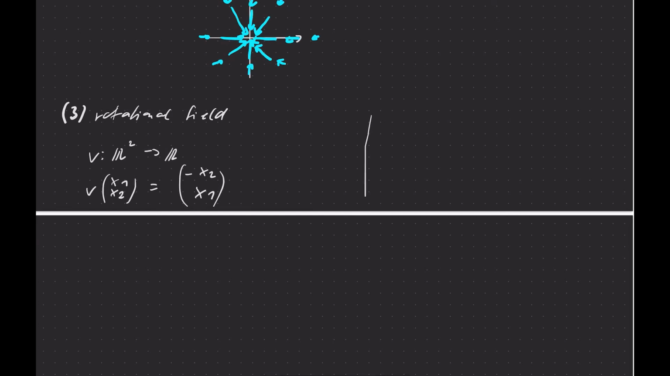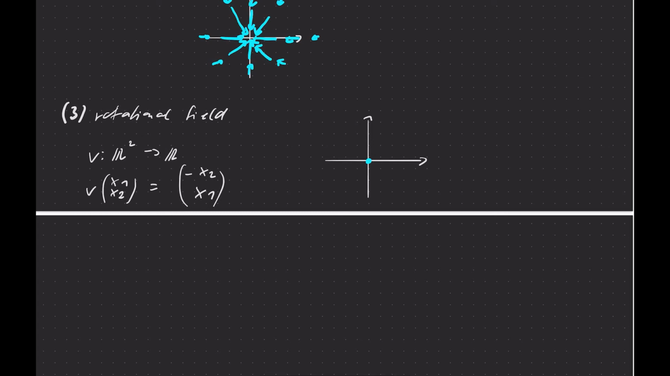So that rotational field basically behaves like this. So at the origin, of course, that vector field vanishes, just becomes a point 0. As you move away from the origin, the length of the vectors increases, because it's always the length of the original vector, so the distance from the origin. So that means around a circle around the origin, the length of the vectors always stays the same. And they are rotated.